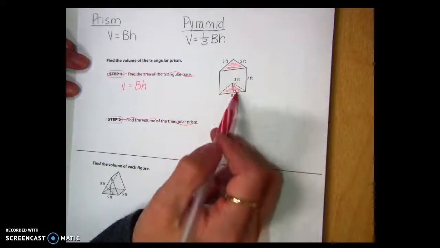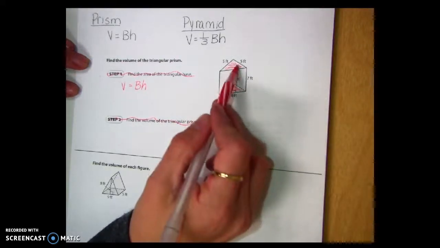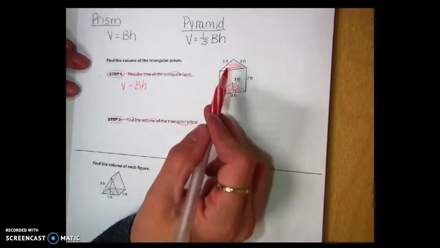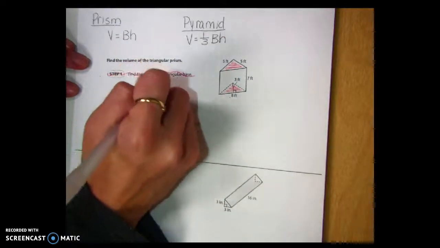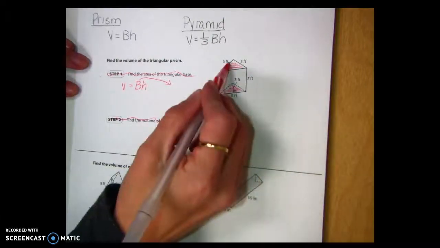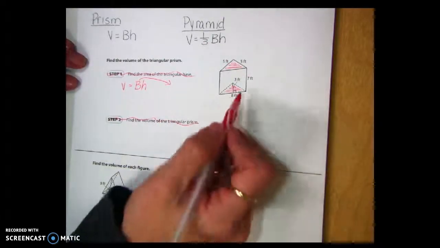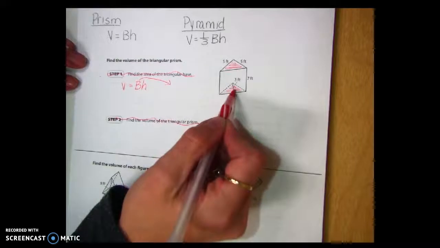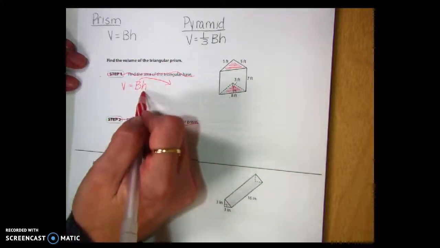And now we look over here. These are my bases. It does not give me the area of the base. So I'm going to have to go off to the side and find the area of these triangles, which are going to be exactly the same. So I'm going to find the area of one of these triangles and then multiply it by the height of the prism.